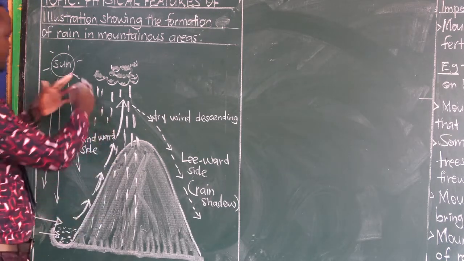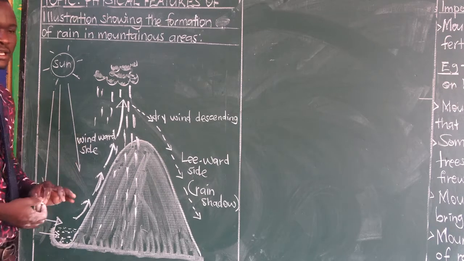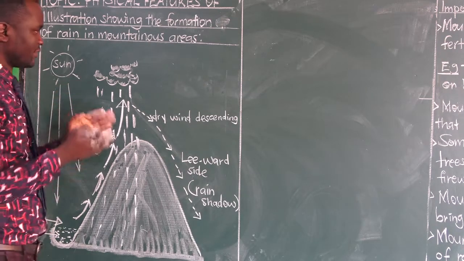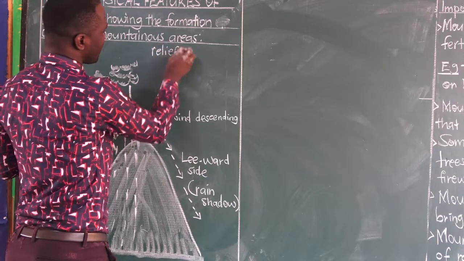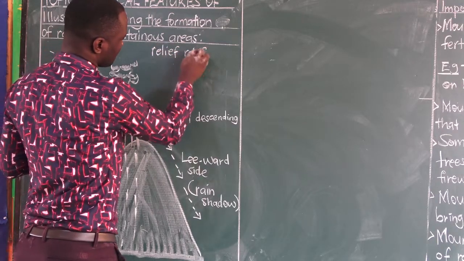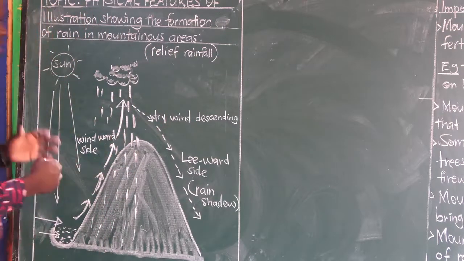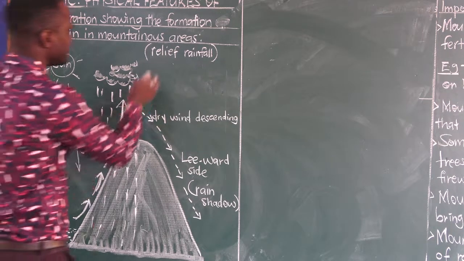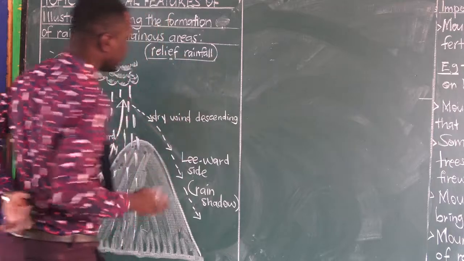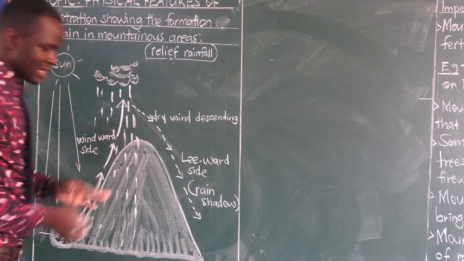Now, we should also be able to answer another question. What type of rain is this that we have illustrated? This is the type of rain that we call relief rainfall. Not just relief, but relief rainfall. So when you're saying that mountains help to modify the climate of an area, or mountains help in rain formation, we should be able to tell that that one is what we call relief rainfall. And in relief rainfall, one side of the mountain only receives the rain, the other does not.